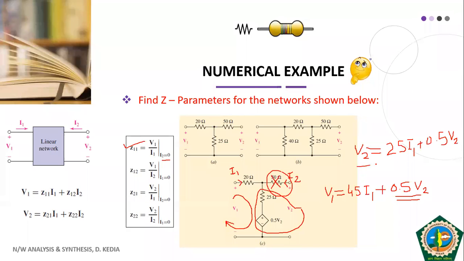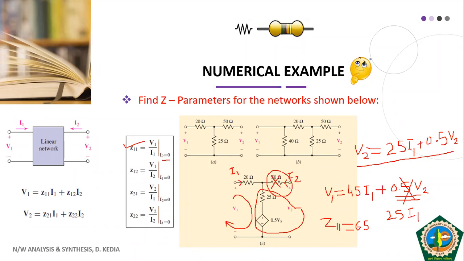And if you solve this, if you take 0.5 V2 towards left hand side, it will become again 0.5 V2. So 0.5 V2 is nothing but 25 I1. So instead of this 0.5 V2, you can write 25 I1. So what do we get? V1 is equal to 65 I1, and we want V1 upon I1. So what does it mean? Z11 will be how much? 65. That's it. Very simple.